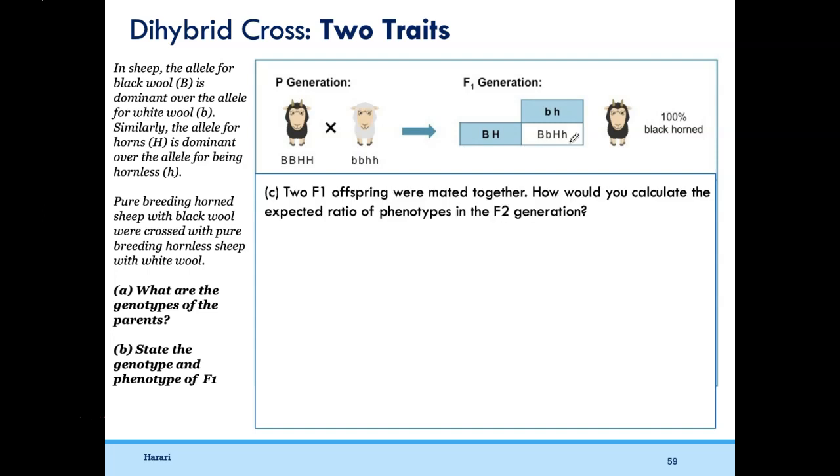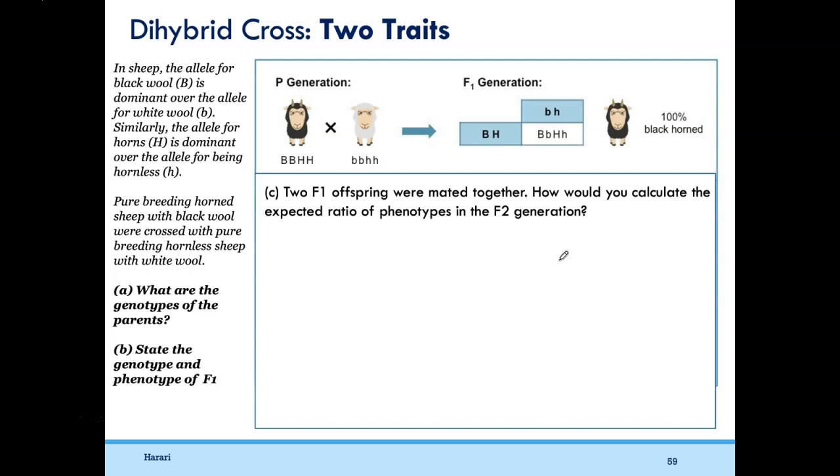Now I want you to figure out what the F2 generation would look like if 2 F1s were mated. So if the brother and sister were mated, not necessarily ethical in humans, but if these two were mated, so big B, little b, big H, little h, what would you expect the F2 generation to look like? This, you should recognize, is a dihybrid cross. You're taking two big B, little b, big H, little h.